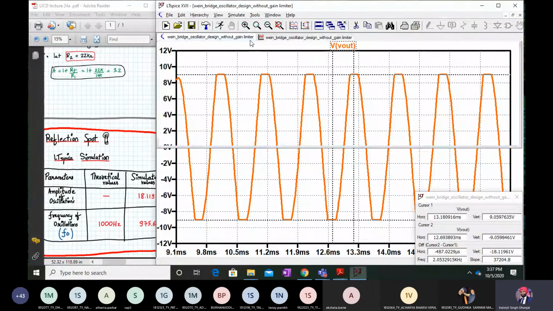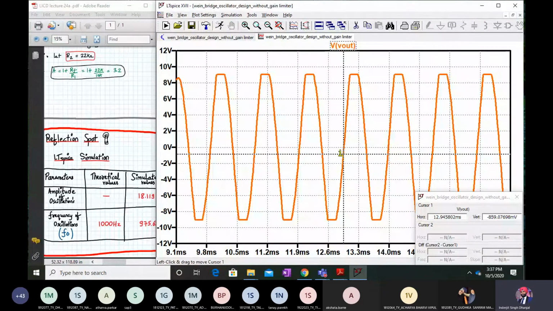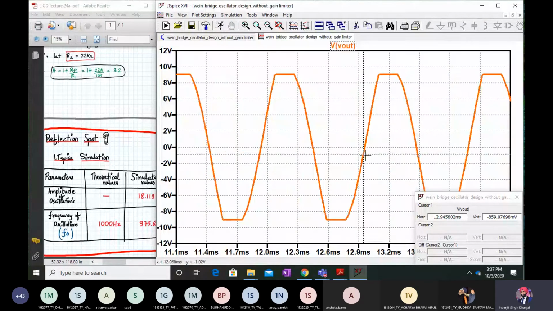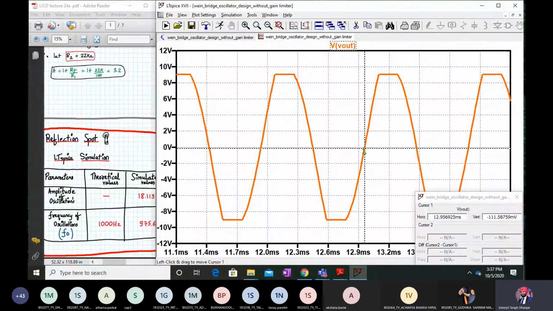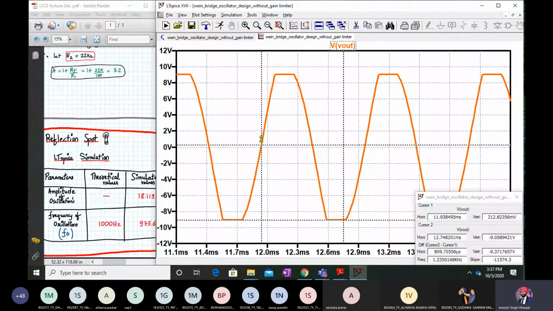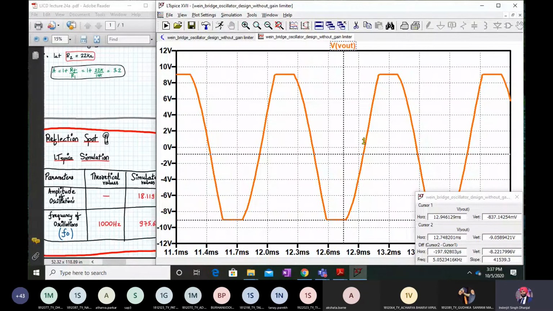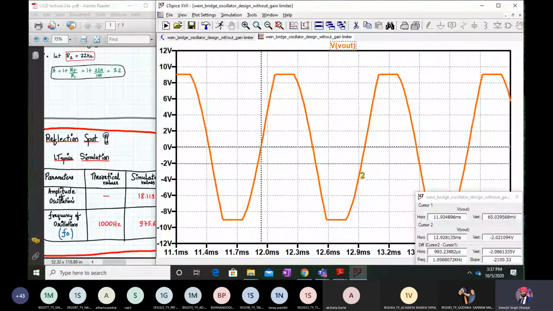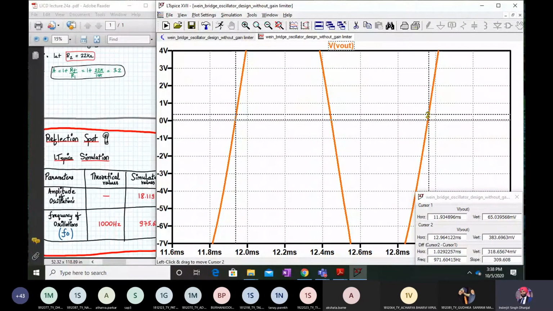Fine, now let us check the frequency of oscillations. Now this circuit was designed to give 1000 hertz. Let's see how much we are getting over here. I'll expand this a little more, and for one complete cycle, I'll keep the cursor over here and take another cursor. Basically I'll measure one time period. I have to adjust this properly. Yeah, I guess more or less it's similar now.